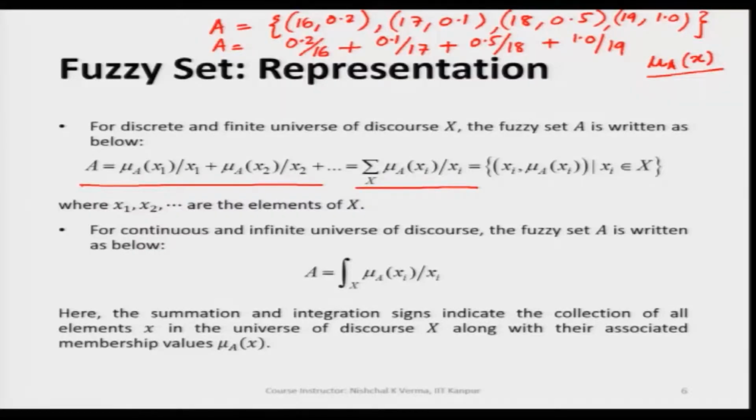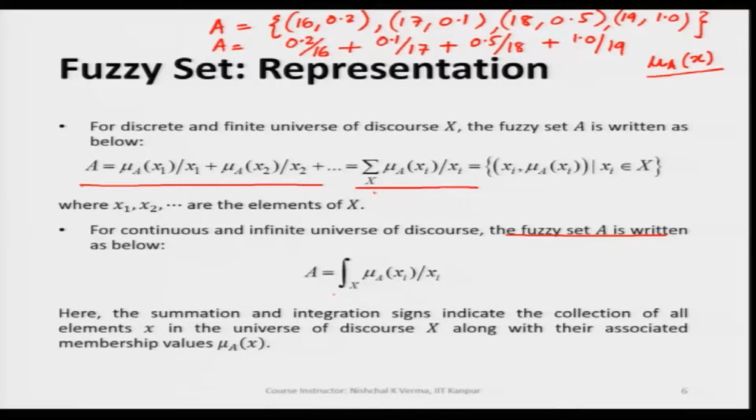Then, if we want to represent a continuous fuzzy set, of course, this will be from the infinite universe of discourse, and this fuzzy set A will be written as A is equal to, where instead of the summation sign we use the integration sign. Please understand here that if we have a continuous fuzzy set, we use the integration sign.